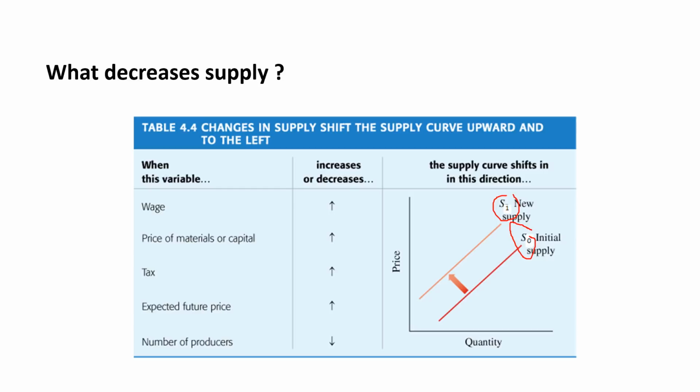Tax. If the government imposes more tax, that means they have to pay more tax to the government. That will decrease the supply because it's considered a cost for them. If I'm expecting the future prices to increase as well, I will decrease my supply right now because I would like to sell later at higher prices. If the number of producers in the market decreases, I will sell less of the product. There's less product available in the market right now.